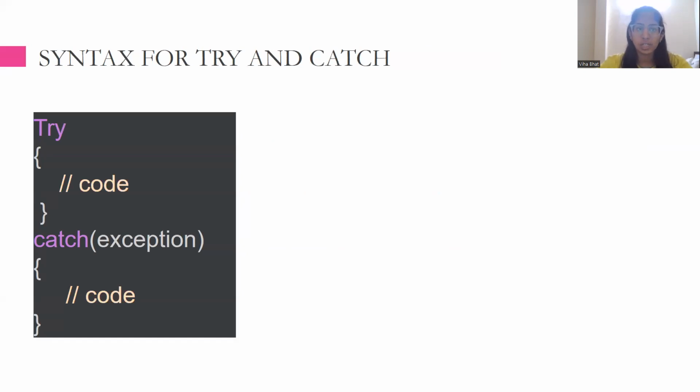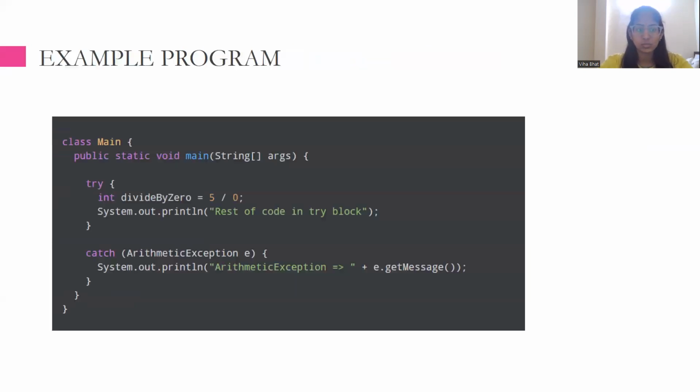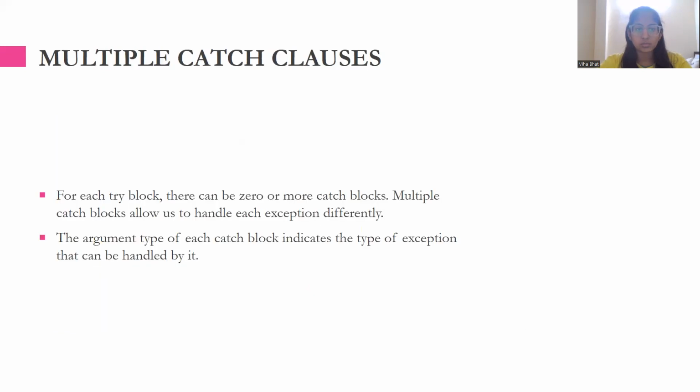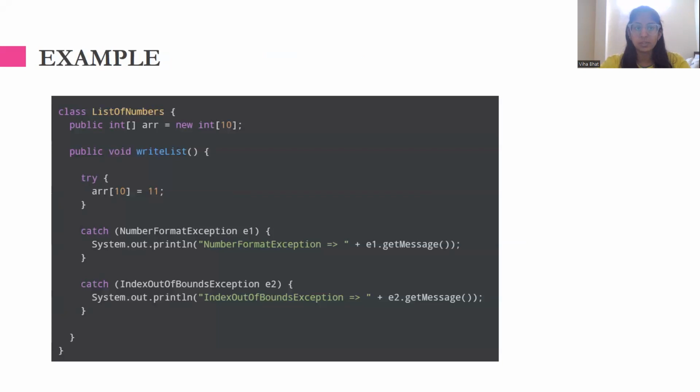Here's the syntax for try and catch. Here's an example program where we are using divide by zero. For each try block, there can be zero or more catch blocks. Multiple catch blocks allow us to handle each exception differently. The argument types of each catch block indicate the type of exception that can be handled by it. Here's an example for multiple catch blocks used in a program.